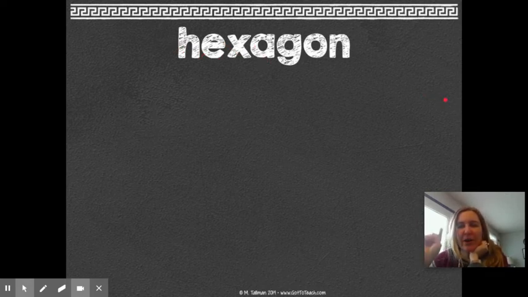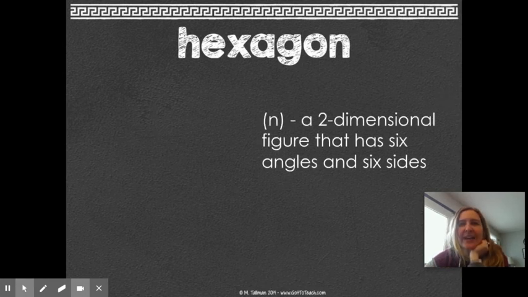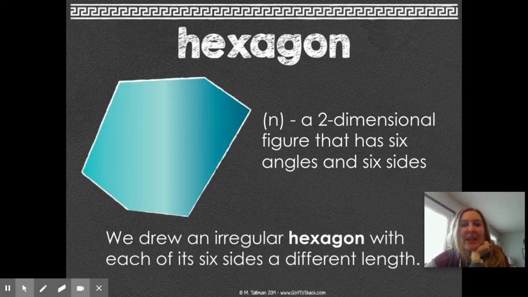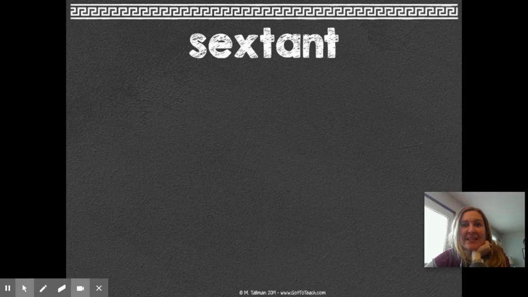Double check that you made sure to pause your video and add in notes in your notebook. But a hexagon is a two-dimensional figure that has 6 angles and 6 sides. We drew an irregular hexagon with each of its 6 sides a different length. Sextant has the root sex, meaning 6 in it.